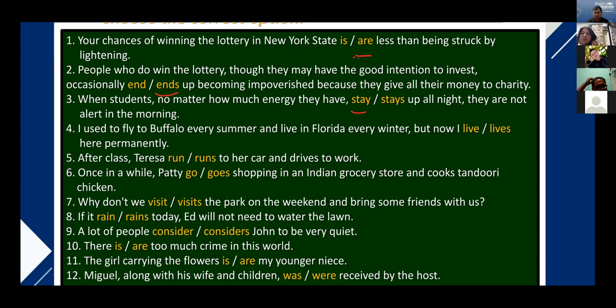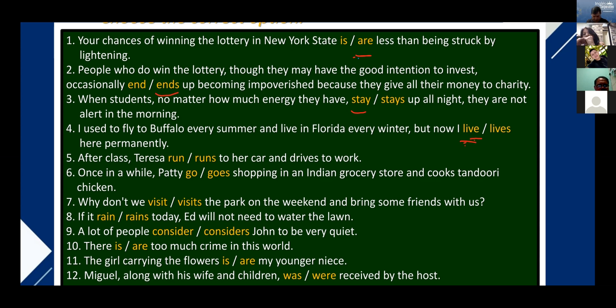Number four, yes. I used to fly to Buffalo every summer and I leave Florida every winter. But now I live here permanently. Okay. Leaves. For me, leave. Yeah, for me. S. Yes, for me too, because it's subject I. It's first person. Yes. Okay.